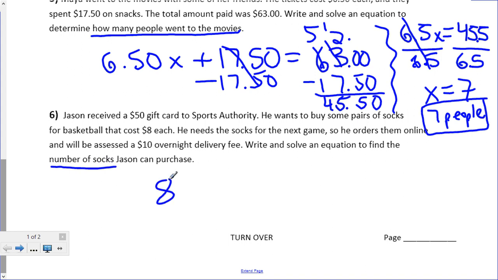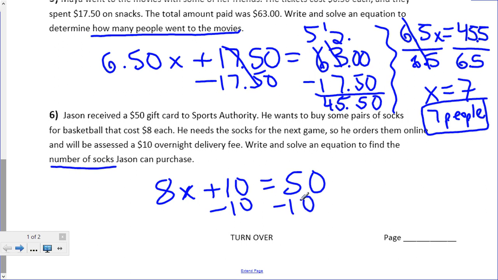So that's multiplication. We don't know how many pairs of socks there are, so 8 times however many pairs of socks there are. There's an additional $10 fee. That's constant. This is going to stay $10. And in total, he spent the $50. He spent all the gift card. Now we also need to solve it. So minus 10. So 8x equals 40.